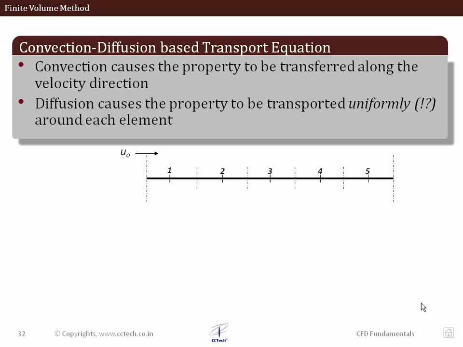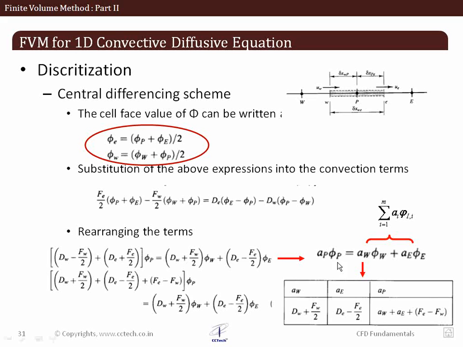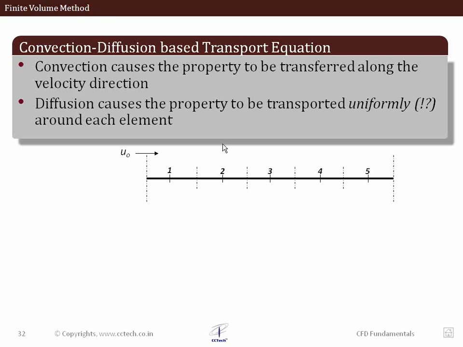But before that, just to illustrate to you the part of convection and diffusion term, what you can see here is that we have taken phi at the eastern face and on the western face expressed as a simple average between phi p and phi w. That's a central differencing scheme. But in reality, let's see what happens.